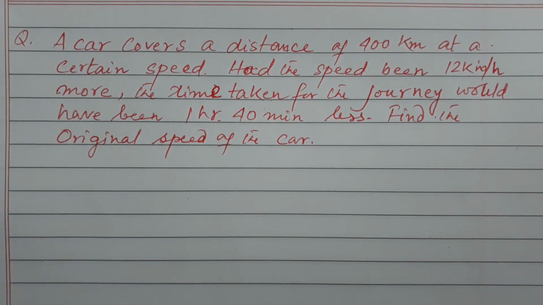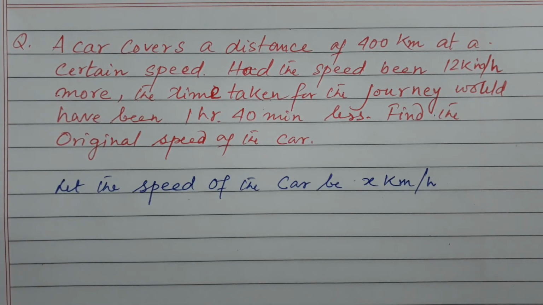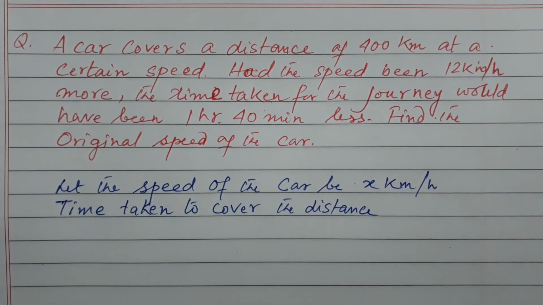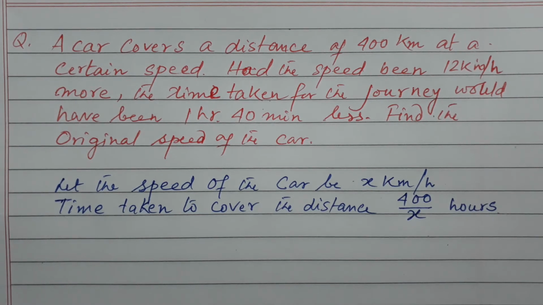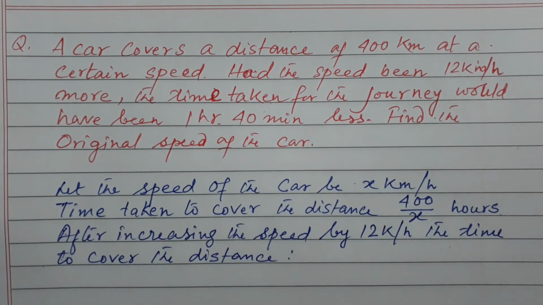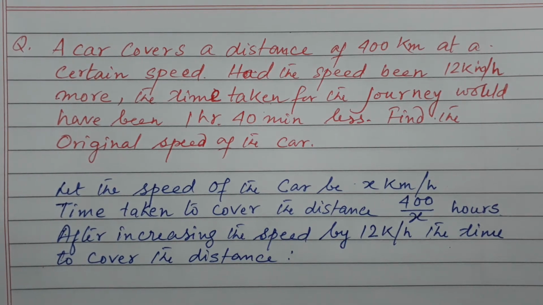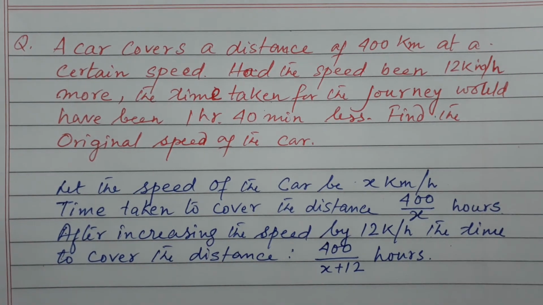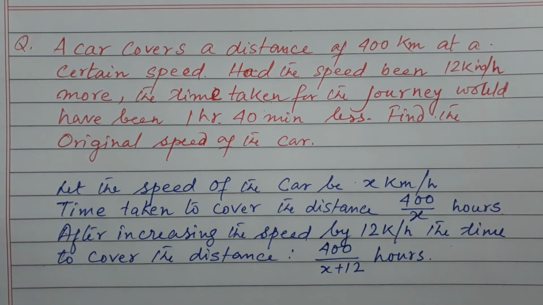Let the speed of the car be x km per hour. Now the time taken to cover the distance is 400 by x hours. Now after increasing the speed by 12 km per hour, the time to cover the distance is 400 by x plus 12 hours. Now definitely this time is less than 400 by x. So how much less? It is 1 hour 40 minutes less.